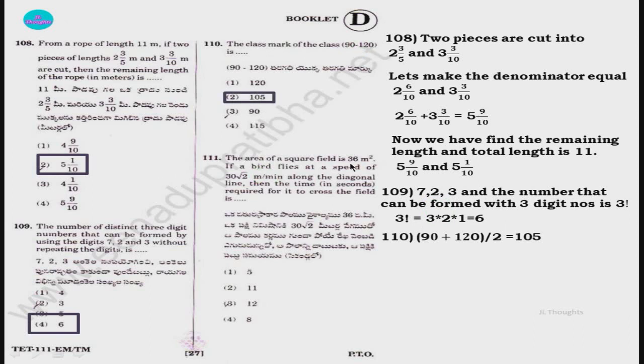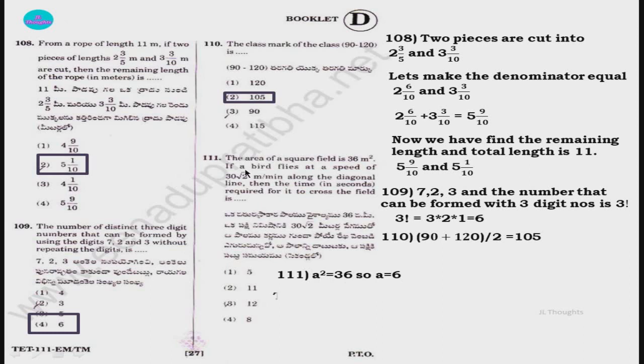Now 111, the area of a square field is 36 square meters. If a bird flies at a speed of 30 root 2 meters per minute along the diagonal line, then the time in seconds required for it to cross the field is. Now what is given? Area of the square means side into side. If I take a as one side, a square is equal to 36. So a is equal to 6. So one side we are getting as 6.